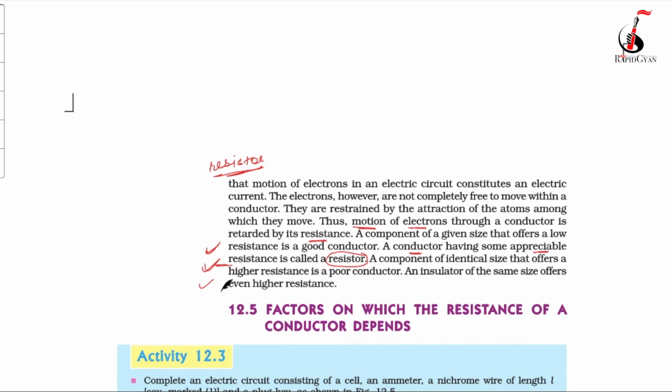Okay, so what are the things I have told you about the resistance, beta? The conductors will have very less amount of resistance, so because of that the current flowing through the conductors feels very little resistance. The insulators have very high resistance, so that's why current doesn't flow through insulators. And resistors have some appreciable amount of resistance, so because of that they allow the current to pass through them, but the magnitude of current will be less because of the resistance, and they are called resistors.